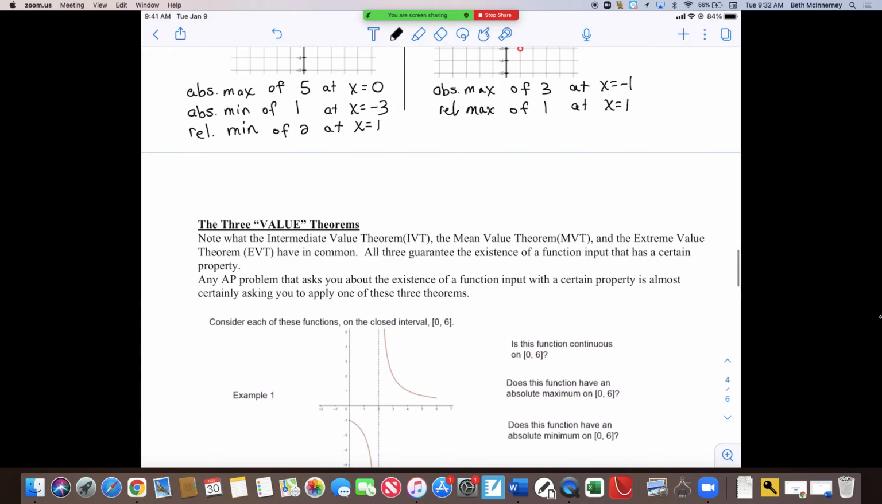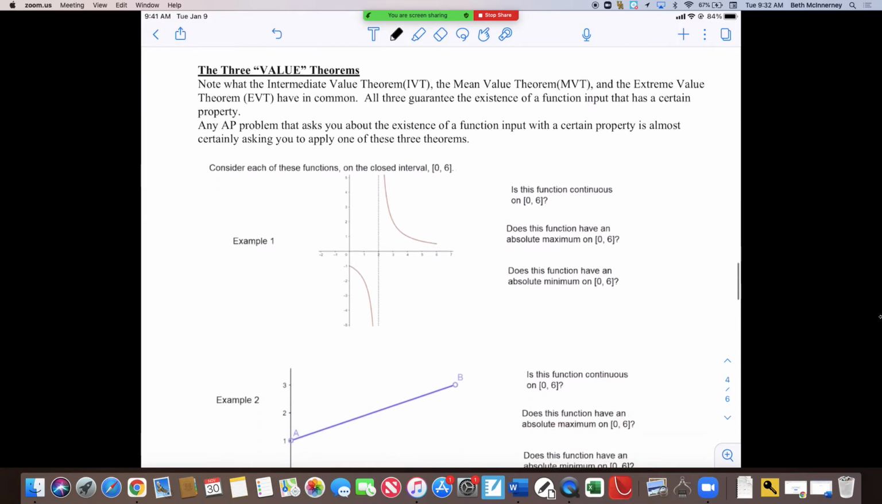All right, so the 3 value theorems. Note what the intermediate value theorem, IVT, the mean value theorem, MVT, and the extreme value theorem, EVT, have in common. All 3 guarantee the existence of a function input that has a certain property. Any AP problem that asks you about the existence of a function input with a certain property is almost certainly asking you to apply one of these theorems. So let's consider just some quick questions.